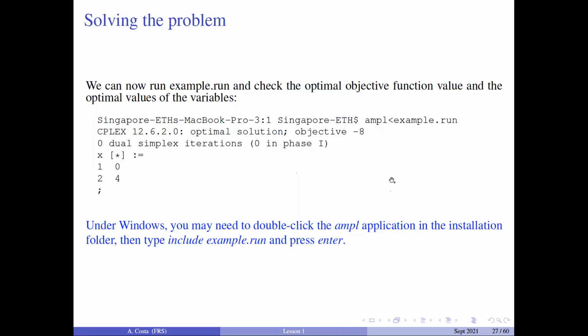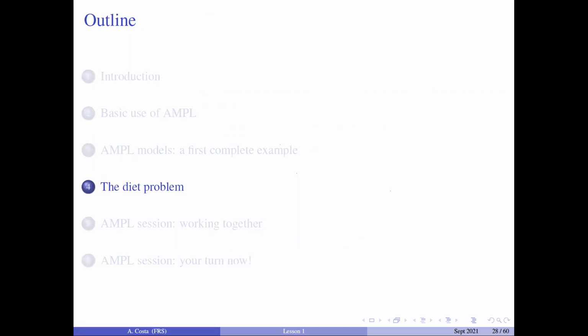Okay, so this is more or less the basic functioning of AMPL. Are there any questions so far? No? Okay. So before moving to the next part, I want to show you the, oh, there is one. Wait.